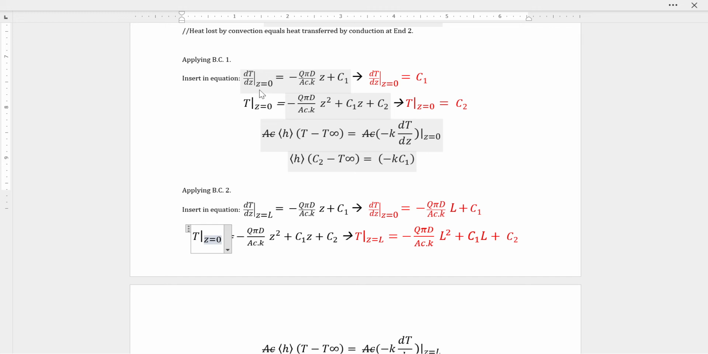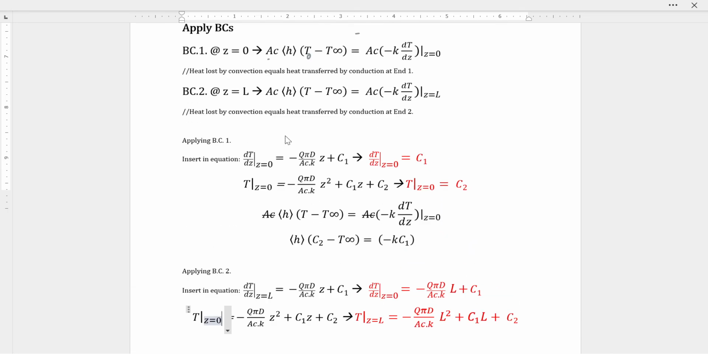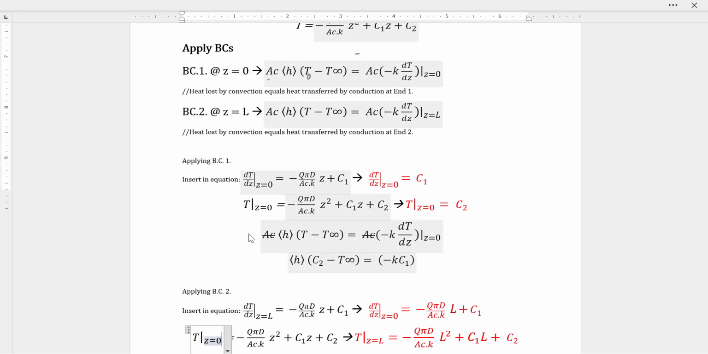Now when I evaluate this at z equals 0, I have the expression for dT over dz at z equals 0, and since this cancels out, I am only left with c1 over here. I also have the expression for my T at z equals 0. It involves two z terms and they also cancel to 0, so I get T at z equals 0 is equal to c2. Now I insert everything back into boundary condition 1.